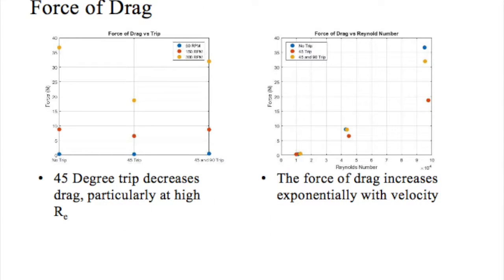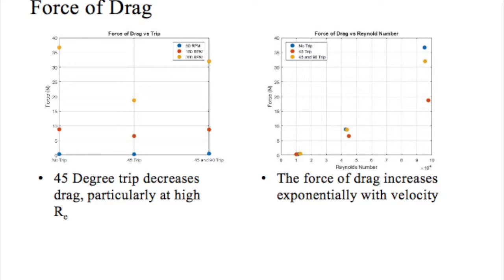These plots represent the most important results of the lab. The force of drag is obviously smaller when the flow is tripped at 45 degrees. The graph on the left shows this as all of the middle points are lower. It is also obvious that at higher Reynolds numbers, the more the drag dips when the tripwires are added. Yellow dots on this graph show how much the force of drag decreases at high RPM.